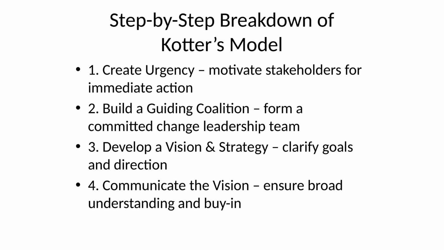Kotter's model begins with creating a sense of urgency. This step is essential for convincing employees and stakeholders of the importance of change. It's often achieved by presenting data, competitive threats, or missed opportunities. Next, building a guiding coalition involves selecting influential leaders and team members who support the change. These individuals drive the initiative forward and provide credibility.